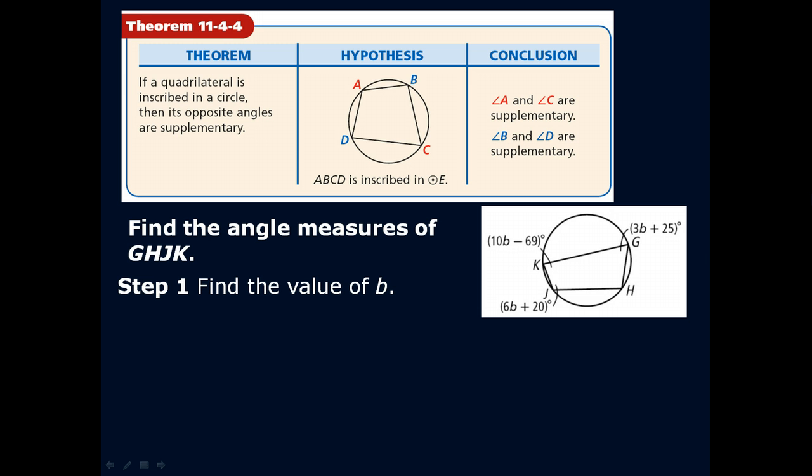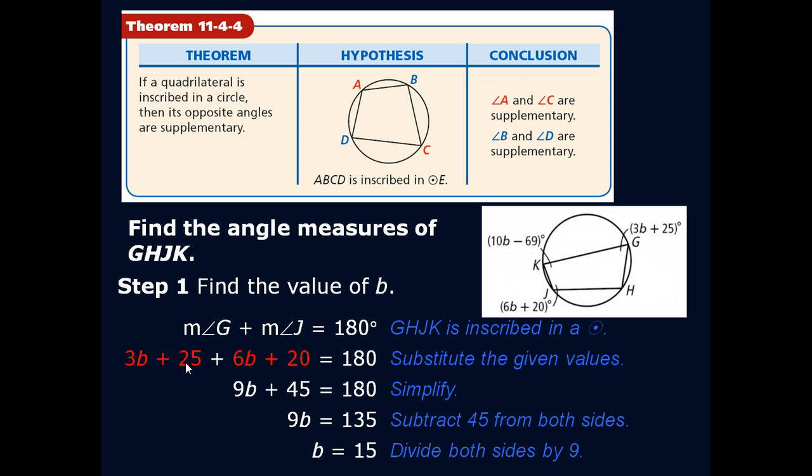Let's find the angle measures of GHJK. So step 1, we want to find the value of B. We know the measure of angle G and the measure of angle J added together has to be 180 because they're supplementary. Substitute the given values and simplify, and we have 9B plus 45 is 180. If we subtract 45 from both sides and then divide by 9, we get that B is 15.